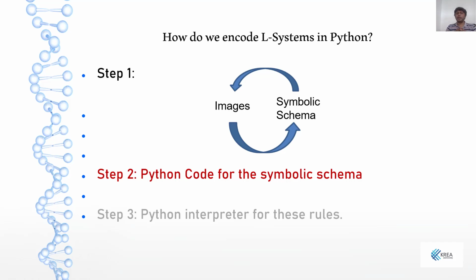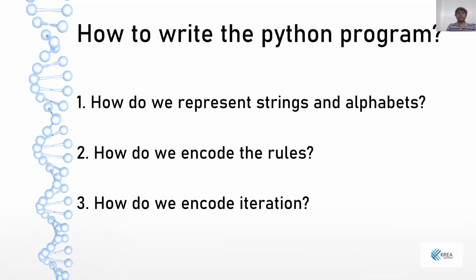So now we come back to our primary question. Again, how do we encode L systems in Python? We've done step 1, which is we discussed the relationship between images and symbolic schema. So we move on to step 2, where you have to write Python code for the symbolic schema that we developed so far. So how do you really write the Python program? There are 3 questions that come up.